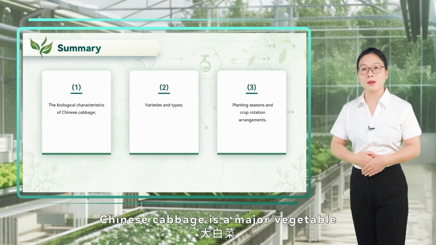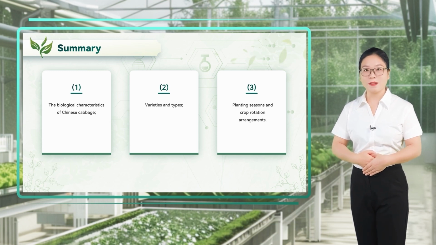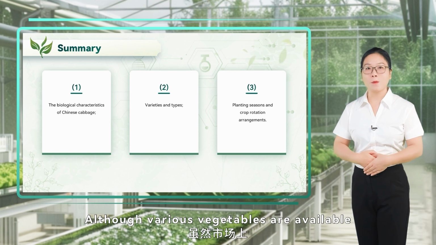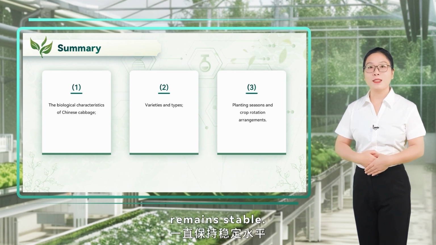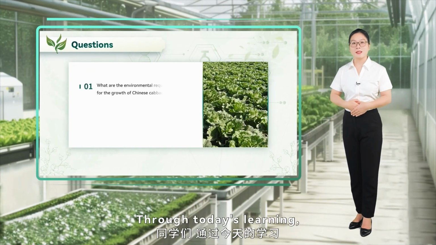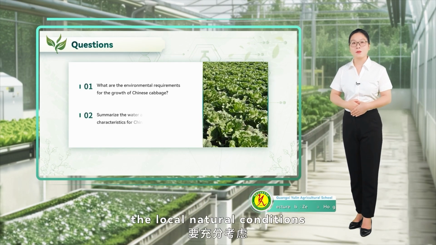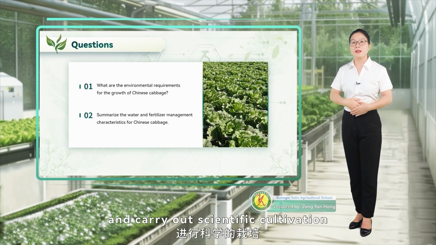Chinese cabbage is a major vegetable consumed by the public in winter and spring. Although various vegetables are available in the market throughout the year, the consumption of Chinese cabbage remains stable. Through today's learning, you should fully consider the local natural conditions and climate environment when planting Chinese cabbage, and carry out scientific cultivation and management.